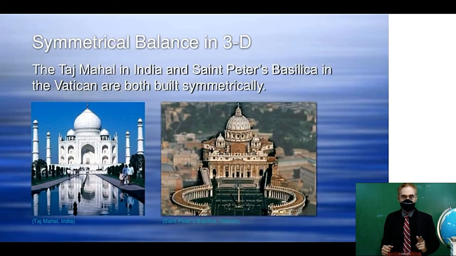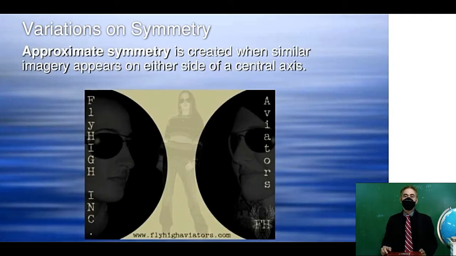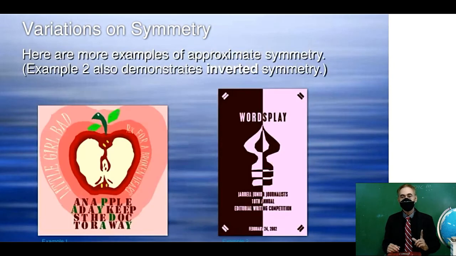Here are some examples of symmetrical balance, otherwise known as formal balance, in architecture. How about variation in symmetry? Here are more examples of approximate symmetry. Example 2 also demonstrates inverted symmetry.